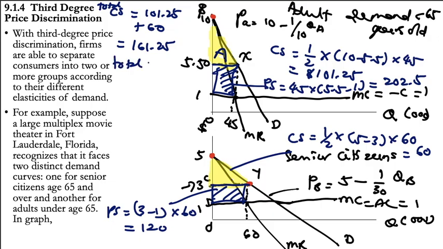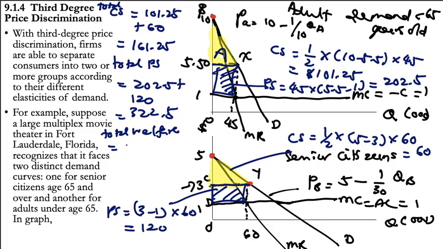So total producer surplus is actually 202.5 plus 120, which equals 322.5. So what is the total welfare? Total welfare now is very easy. You just add the total consumer surplus and the total producer surplus. So it becomes 161.25 plus 322.5, and this obviously gives you 483.75. So this is when third degree price discrimination happens.